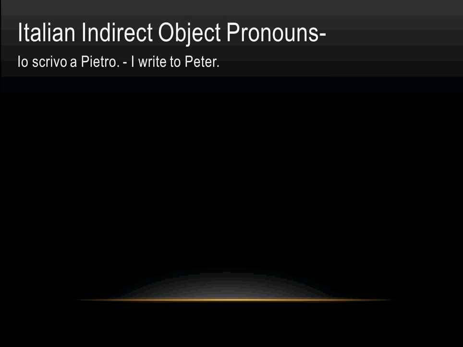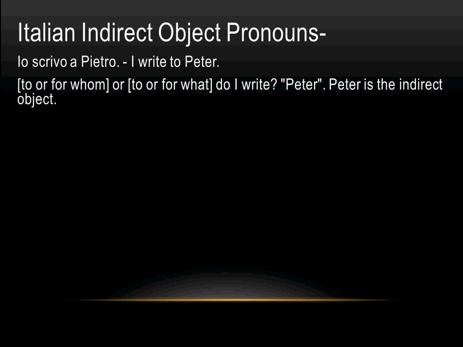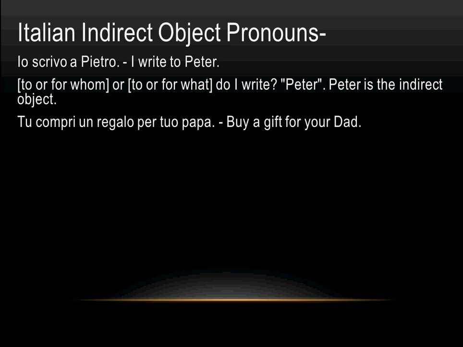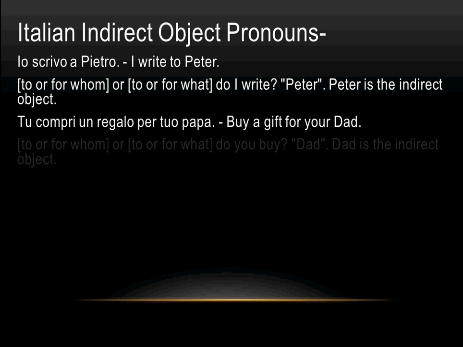Io scrivo a Pietro. I write to Peter. To or for whom or to or for what do I write? Peter, to Peter. Peter is the indirect object. Tu compri un regalo per tuo papà. You buy a gift for your dad.